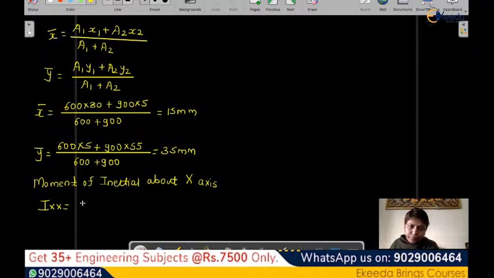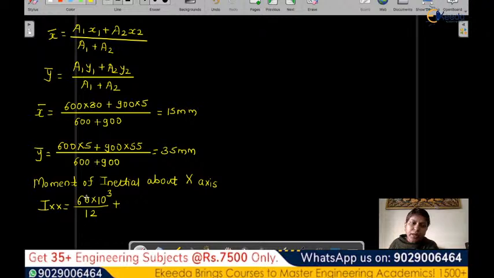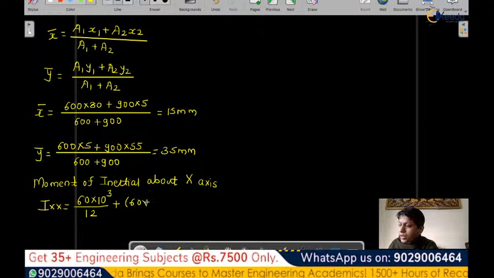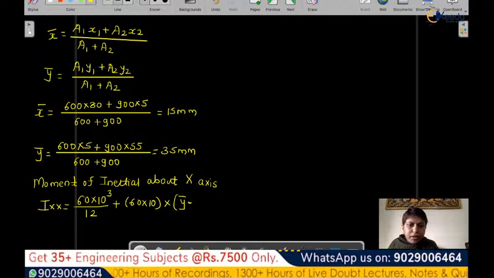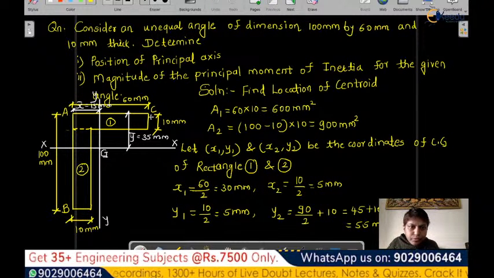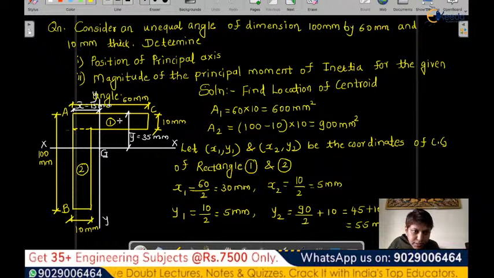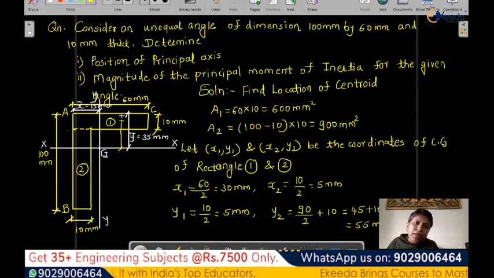So let's write down 60 into 10 cube by 12 plus A into h squared, the area again 60 into 10, and then we need the distance between the centroidal axis, that is y bar, and the middle of this member. We need this distance, half of it. So y bar minus means we actually need this distance here. So we will write 35 minus 10 by 2.